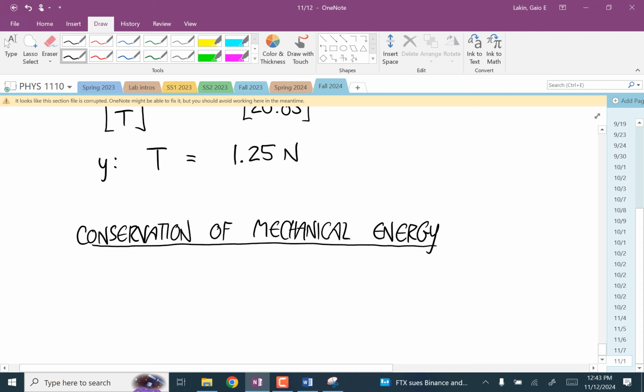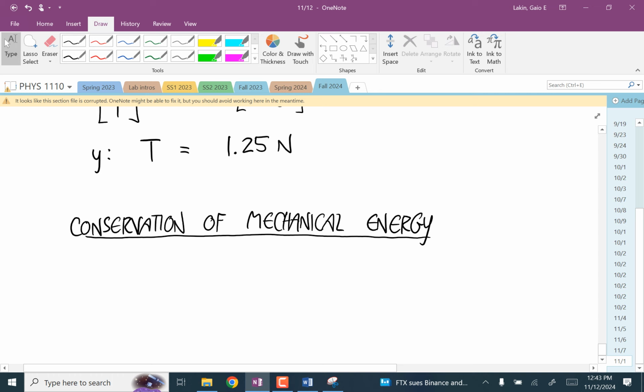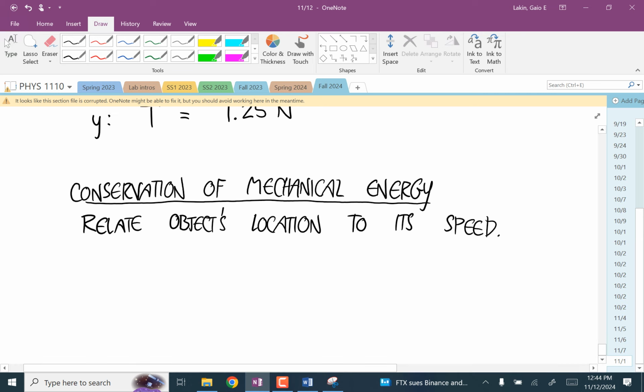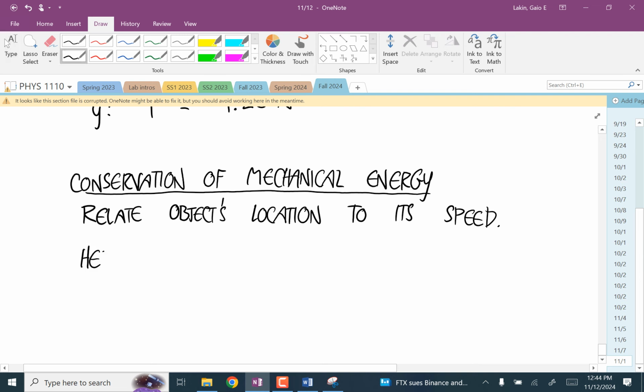And conservation of mechanical energy is always going to be a way for us to relate an object's location to its speed. And so I'm going to tell you what this law is, and then I'll go back and define some of the things we don't need. But here's kind of the end point of all of this. It's pretty simple to state.